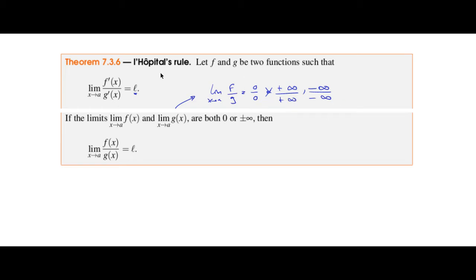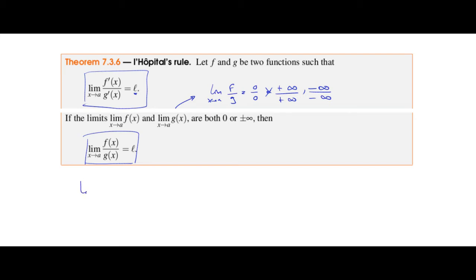Well, L'Hopital's rule says if this is the case, then this limit is the same as the value of the limit we obtain with this. Okay? But provided that this limit exists. And this is important because in some cases it will not exist. Okay, so let's see some examples of this.